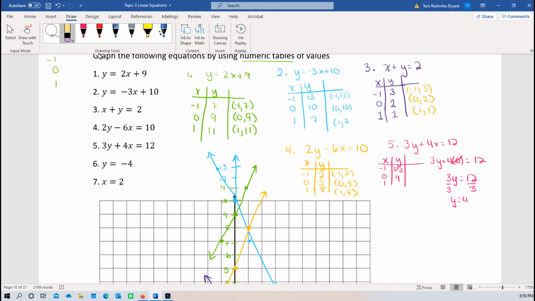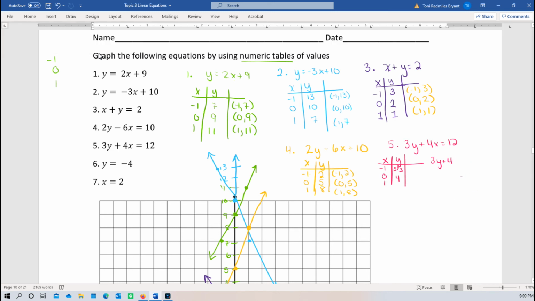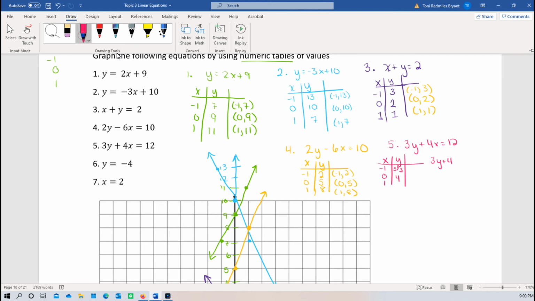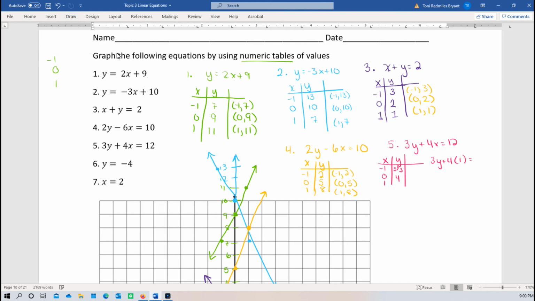Last one. 4 times 1 is 4. Got to subtract that on both sides. 3y, another 1, divided by 3 is going to give me a fraction. Let's turn that into a mixed number. 3 goes into 8 2 times with 2 left over. So these are my points. -1, 5 1/3, 0, 4, and 1, 2 2/3.